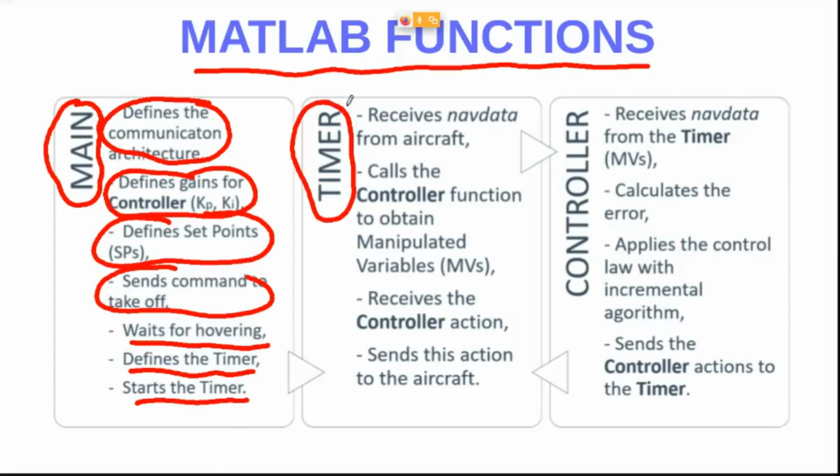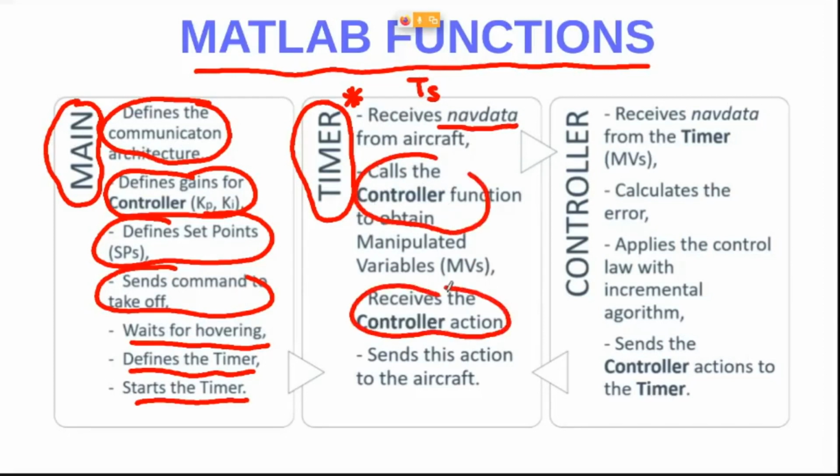What is the timer? The timer is the most important thing because the timer will take control of all the functions to be executed at a constant time. So the timer will take control of all the software that is involved in our problem in order to make all the communications be done at a precise time. That is our sample time. The timer will receive the navigation data, will call the controller function, will receive the controller action, and will send this action to the aircraft. Because we have the computer that will calculate all the controller actions, but this action needs to be sent to the aircraft. So that's the role of the timer.